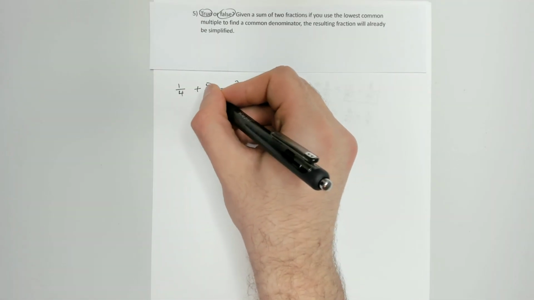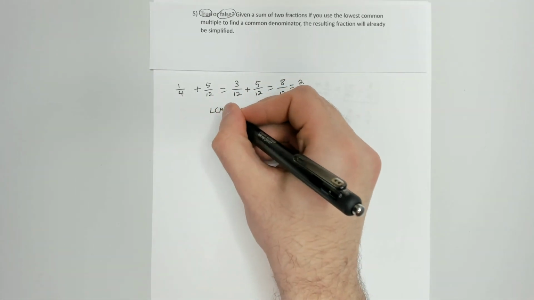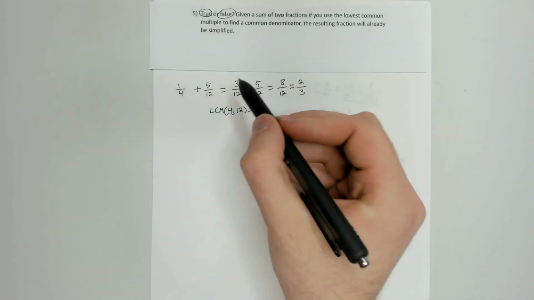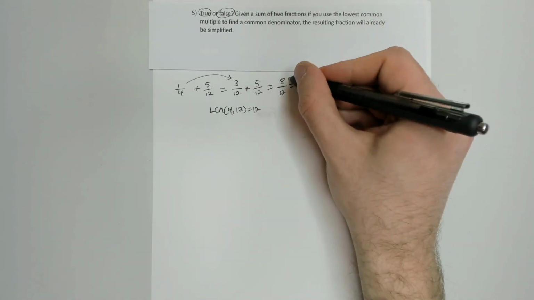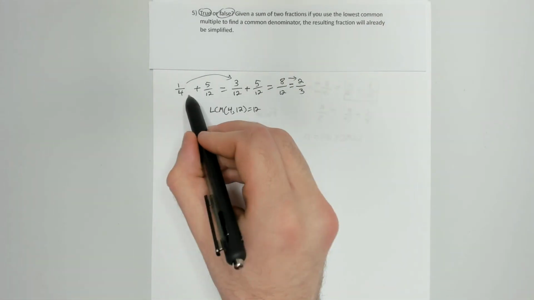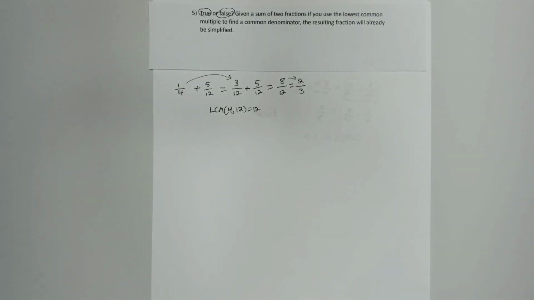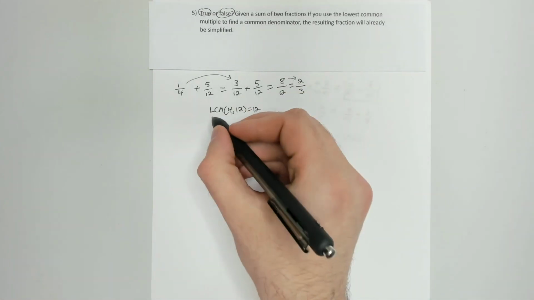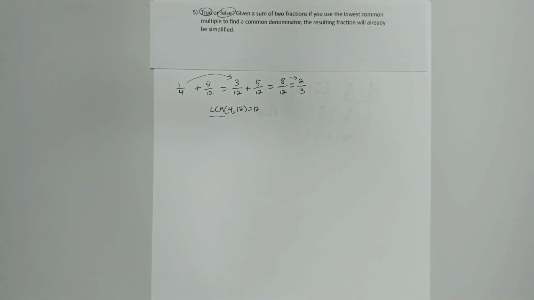So if we started with 1/4 plus 5/12, then we would see that the lowest common multiple of 4 and 12 is 12, since 12 is a multiple of 4. So then we would convert this 1/4 into 3/12. We would add them together, but we would still be able to simplify it, despite the fact that we were able to use the lowest common multiple to get this common denominator. So we see that that is an example where this is false. So it has to be a false statement. The resulting fraction isn't necessarily going to be simplified, even though the lowest common multiple gives us the optimal route to find our common denominator.